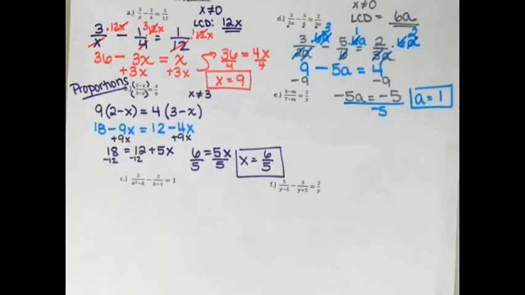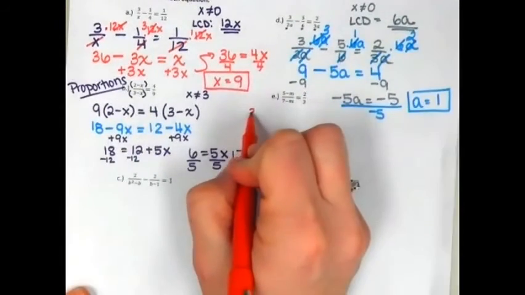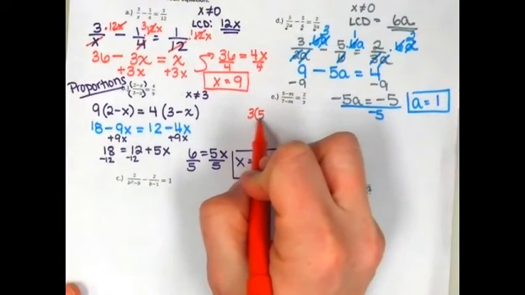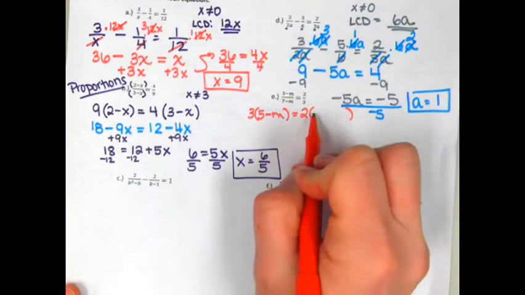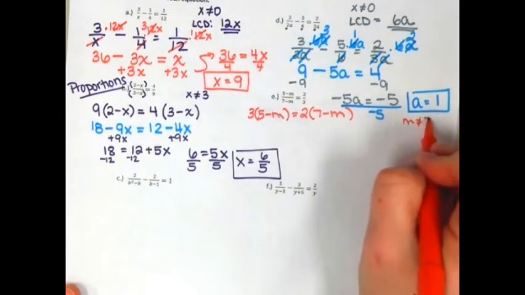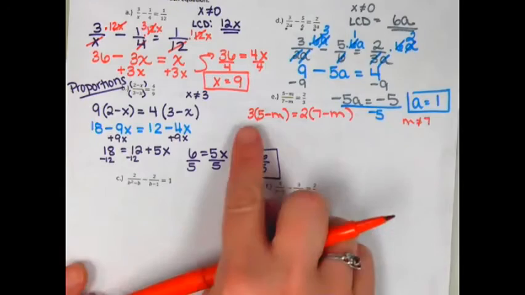Right. So let's cross multiply because these are proportions again. So I'm taking 3 and multiplying it by the quantity of what? 5 minus m equals 2 times what? 7 minus m. What can't m equal? 7, right? Which I don't think you get 7, do you? No. So we're good. All right, let's distribute.